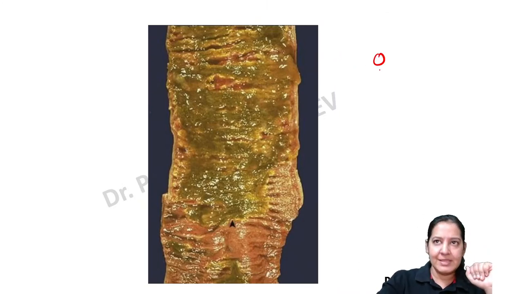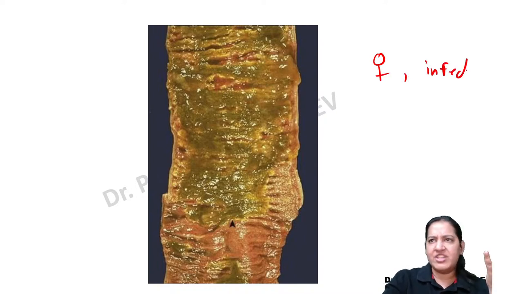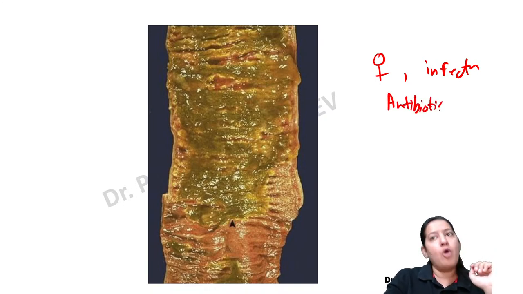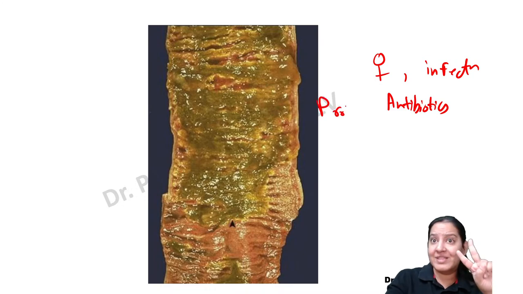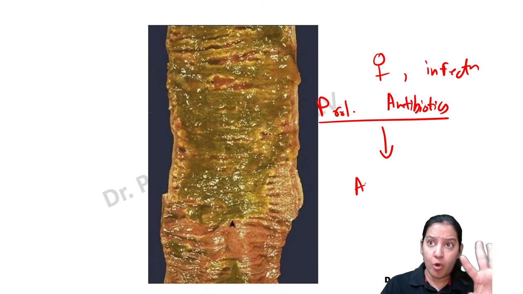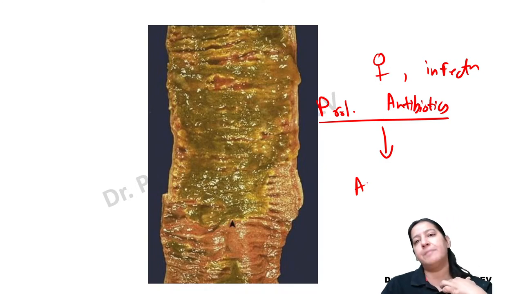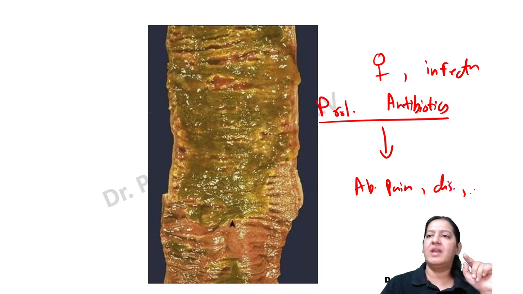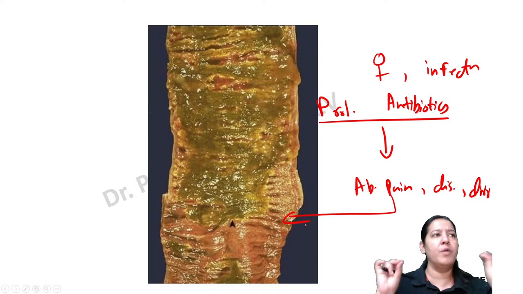So a female is there. She was having some infection in the body. Infection in the heart, I guess endocarditis is there, for which you have offered a prolonged course of antibiotics, for 2 weeks, 3 weeks. After the prolonged course of antibiotic, the patient develops severe abdominal pain, distension and diarrhea. And this is the small intestine. So there is some problem in the small intestine.